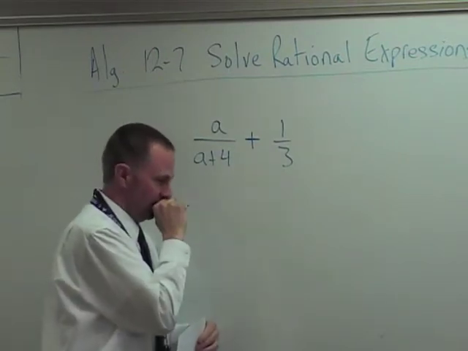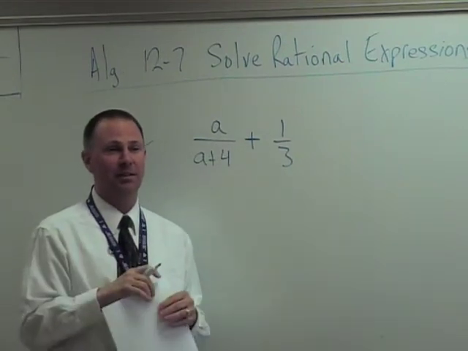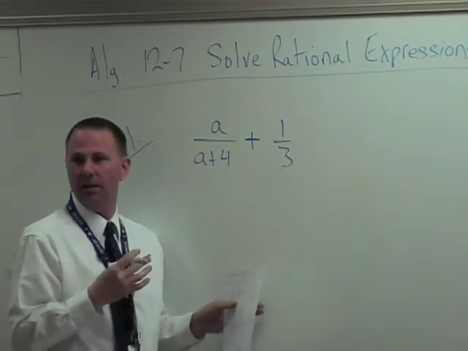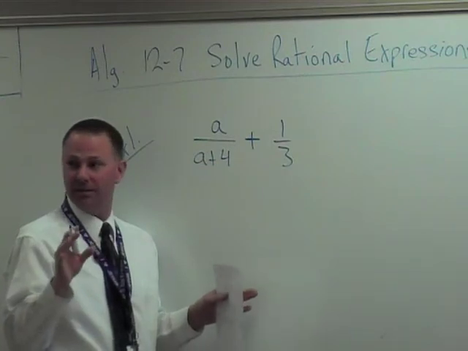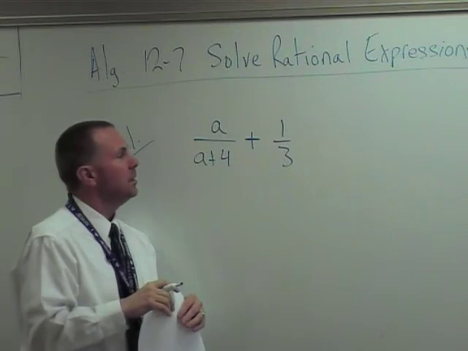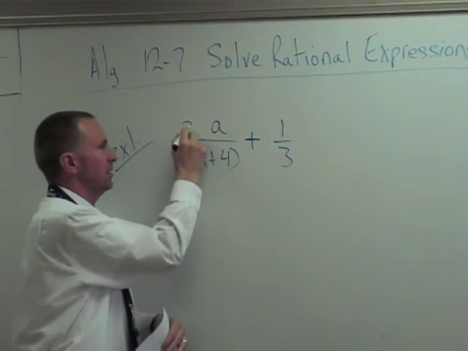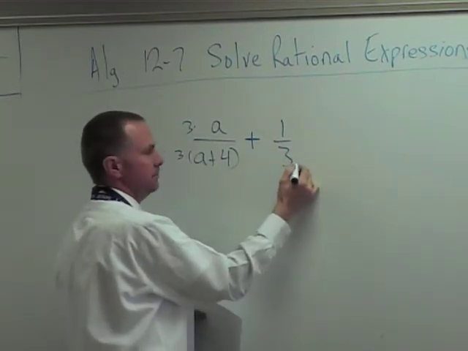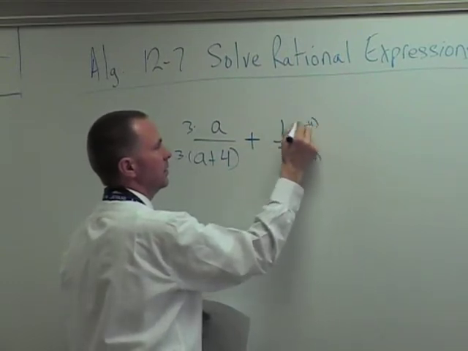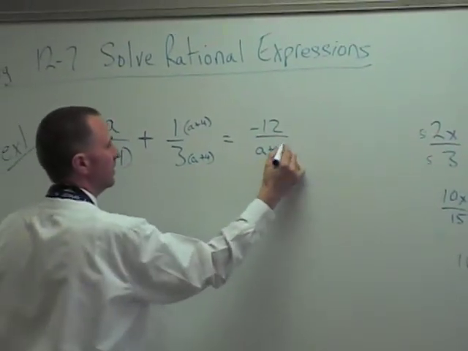You multiply both sides. 3a plus 12, or just 3 times a plus 4. Alright, so this needs a 3. So you're going to multiply this by 3. This needs what? A plus 4. And the right side, what does it need? 3. It needs 3.